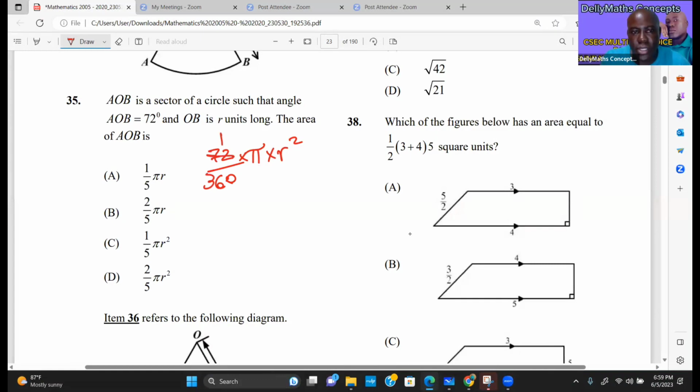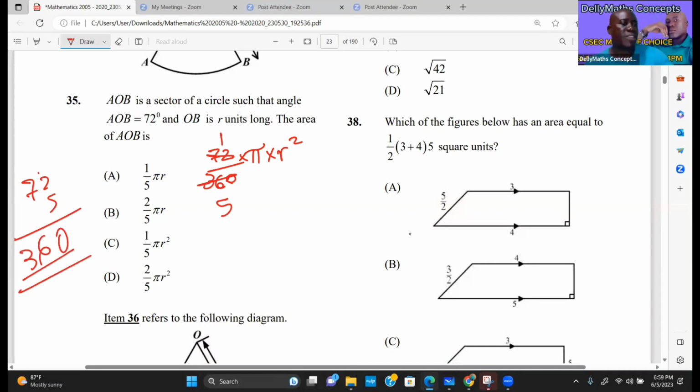I know that 72 into 360 is 5. See there, 72 times 5. 5 2 is 10, 35 and 1, 36. So the 72 into the 360 is 5. So the answer is actually 1/5 pi r squared. And you're looking for that, the answer is C.